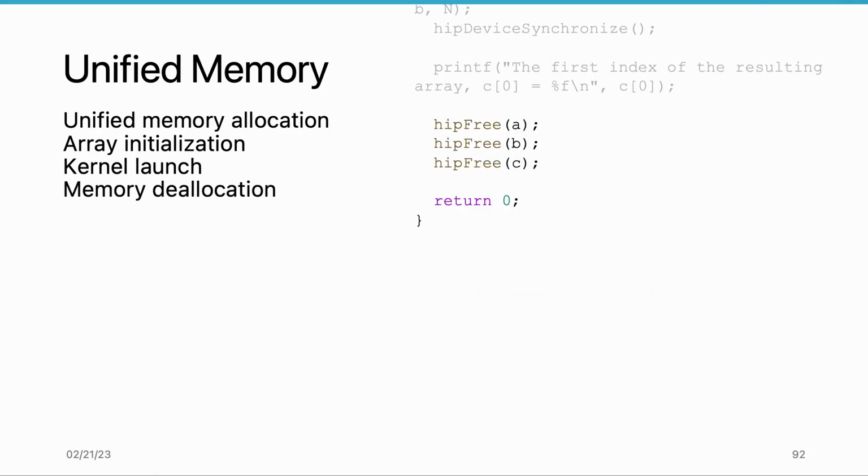Then we use the hipFree function 3 times to release the memory allocated on the device for the 3 arrays A, B, and C. One important thing to note here, we are not using the free function anymore because we didn't allocate any memory on the host. Finally, we return 0, indicating the program executed successfully.